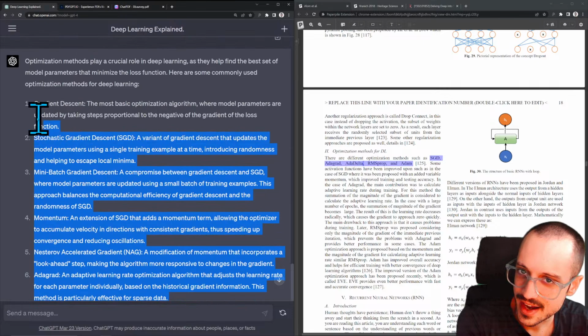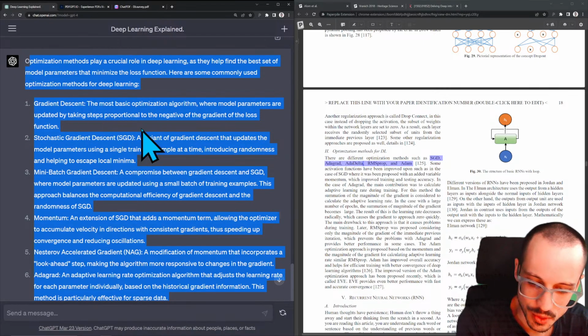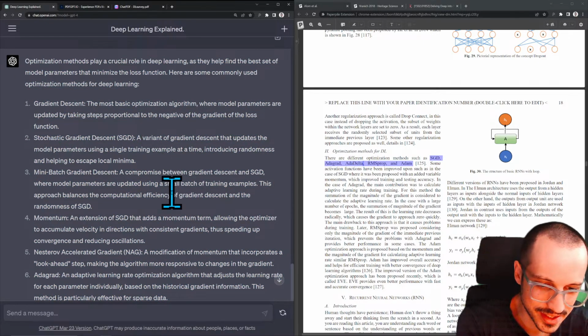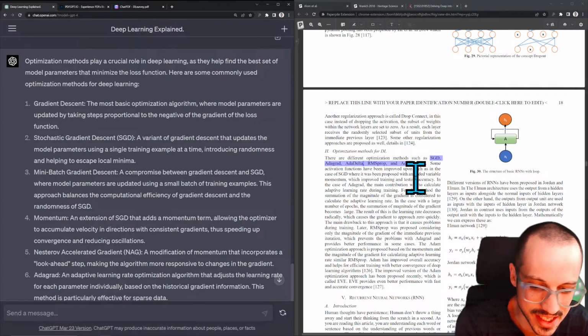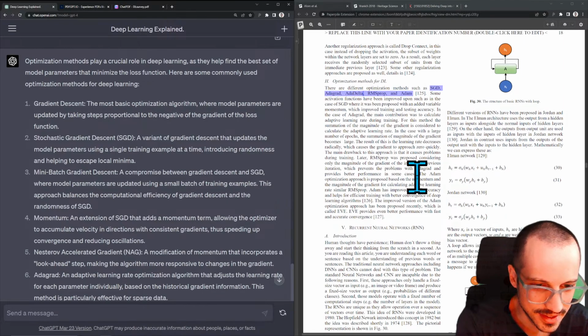So I don't know, kind of what I'm learning here is that if you want to learn things, GPT-4 is better than these PDF specific ones, right?